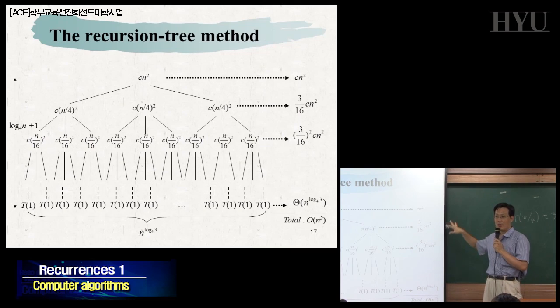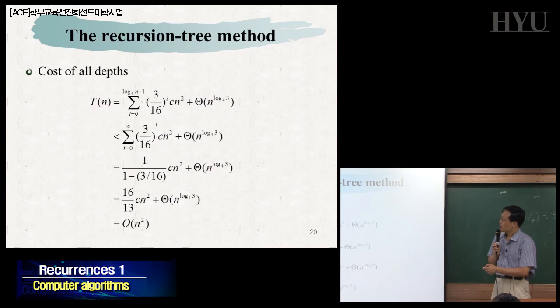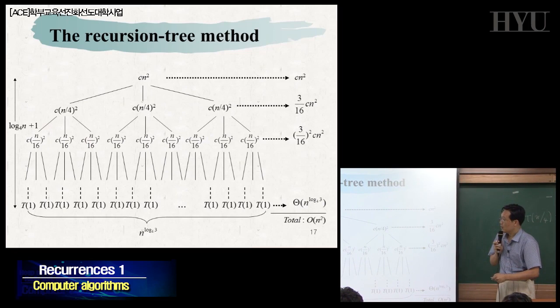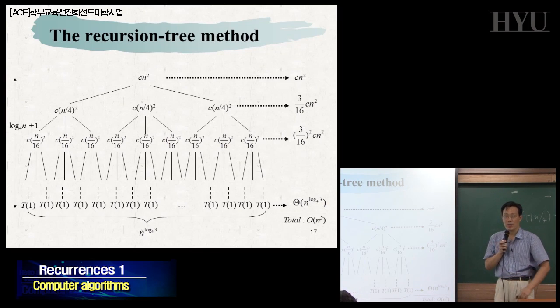So by simplifying this, we will get an equation like this. This term represents the summation of each level. And the number of levels is like this. Look at this. The number of levels is log n base 4 plus 1.